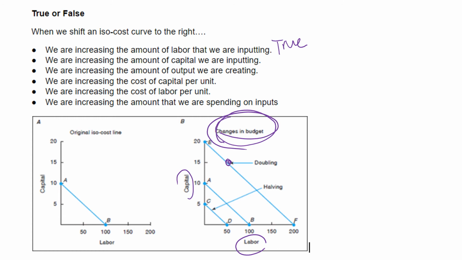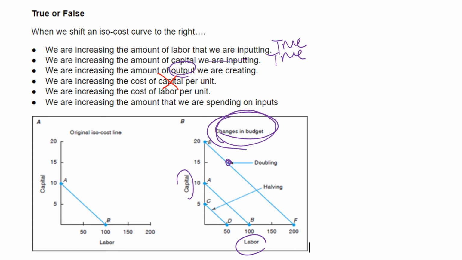We are increasing the amount of capital we are inputting. That is also true. We have more money to spend, so we're buying more capital. We are increasing the amount of output we are creating. Yes, that is true, because the more inputs that we have, the more output we're going to have most of the time if we're on the upside of the curve. We're increasing the cost of capital per unit. No, we are not changing the price of anything. If we're changing the price of something, then things would shift differently.